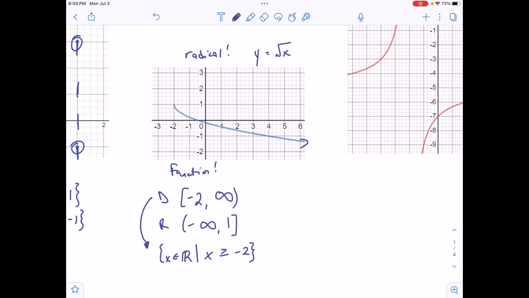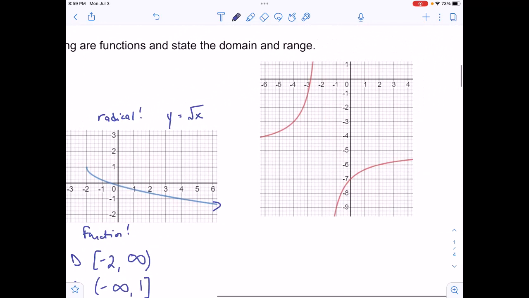Okay, and last but not least, let's do our third graph here. This is an example of a reciprocal function, in case you have forgotten. We cannot draw a vertical line that hits the graph twice, so it passes. It is a function.